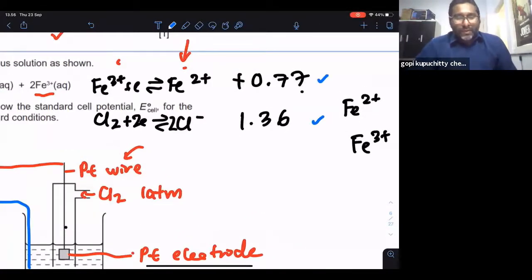Now, does the wire always have to be platinum? Good question. According to the textbook and the past year paper answer keys, most of the time they put platinum. I don't see any reason you cannot use carbon or graphite, but I suggest you always use platinum. So I hope that answers your question.